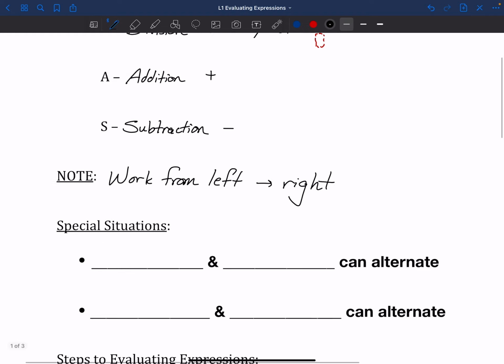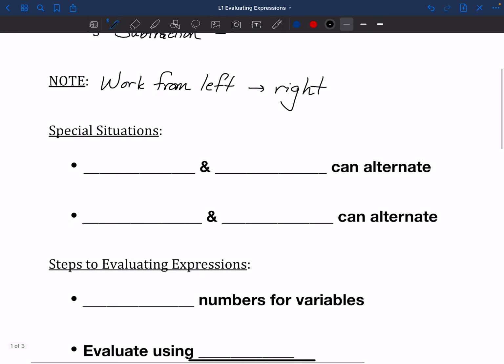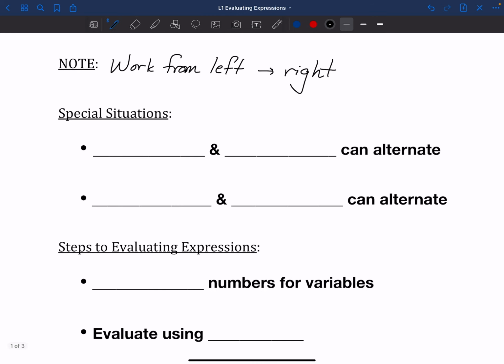There are some special situations that we might have. When we're working from left to right, we have some things that can alternate. One of those things is that multiplication and division can alternate.